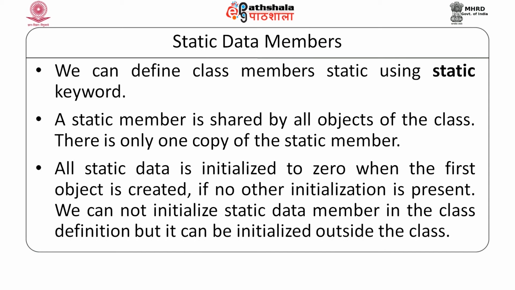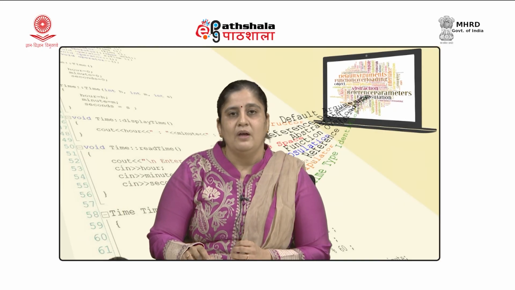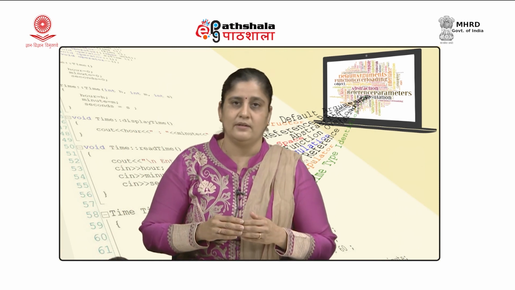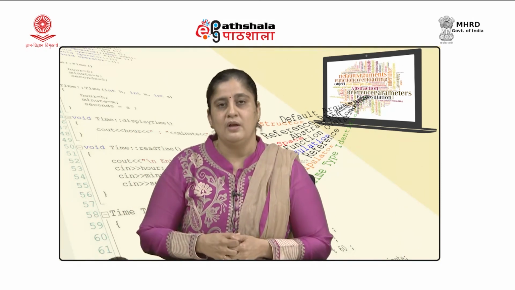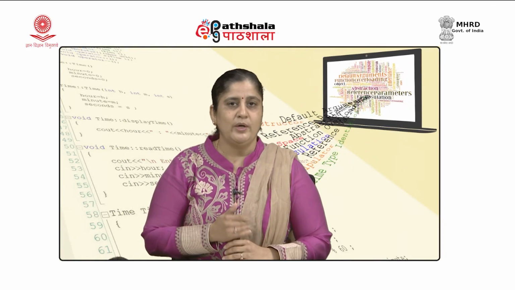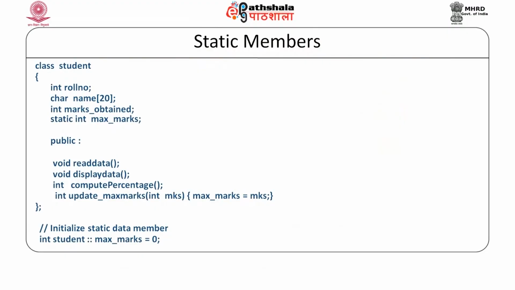So, let us understand with the help of an example how to create and use static data, how to define a data member as static, and what the implications of defining a data member static would be. Let us use our student class, in which we have a data member that holds a common value for all the objects. What we can do here is define this data member as static.